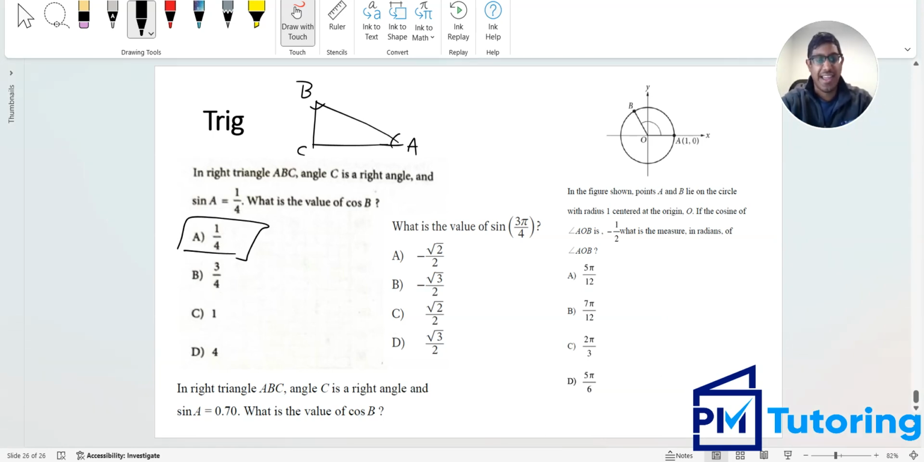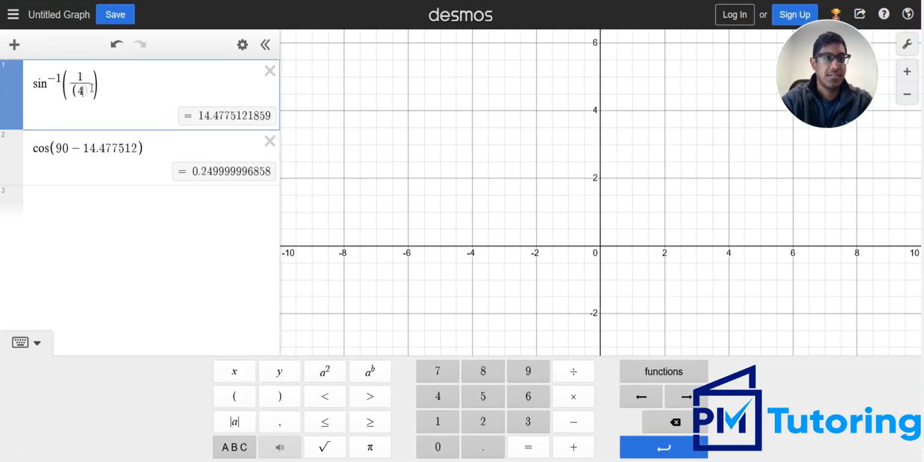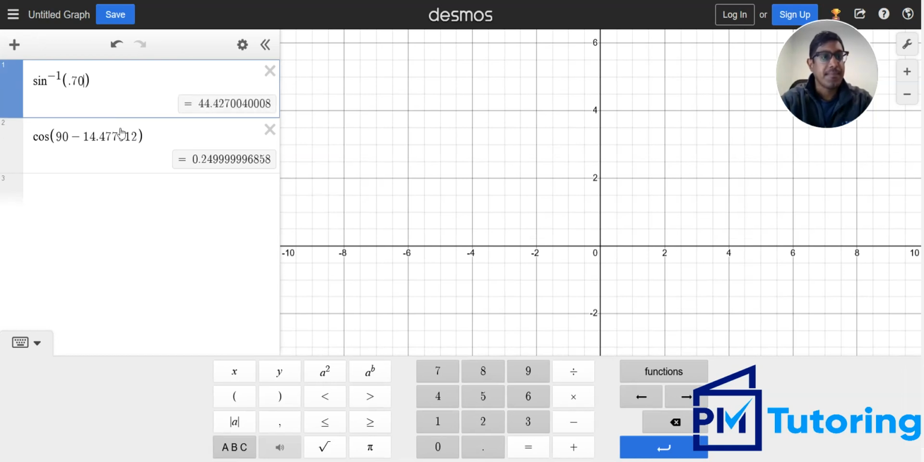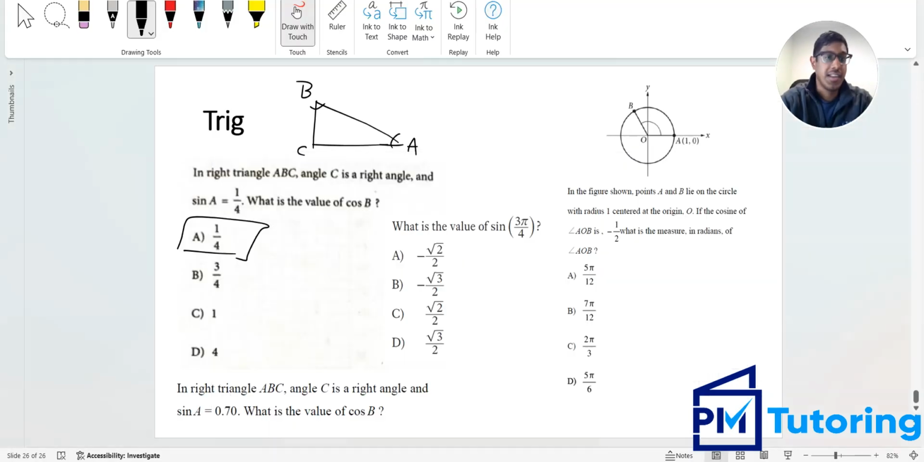Same deal over here. Angle C is a right angle, and sine of A equals 0.70. So we could do the same thing. 0.70. And that's 40.422. So we could do this over here. 44.427. And we'll just call it a day there. 0.69999, or 0.7 again, basically.